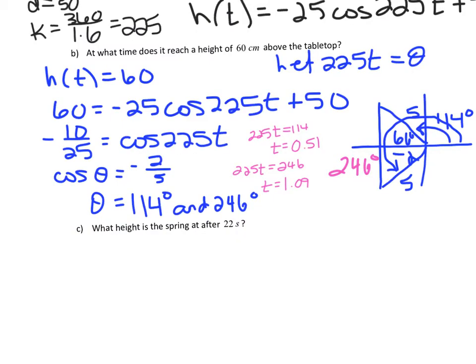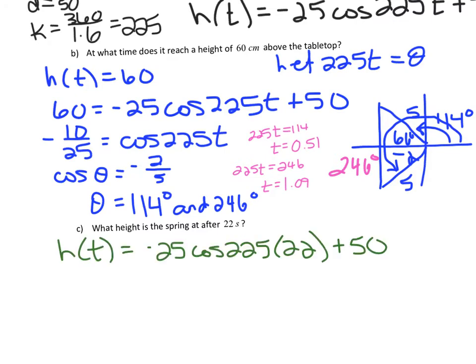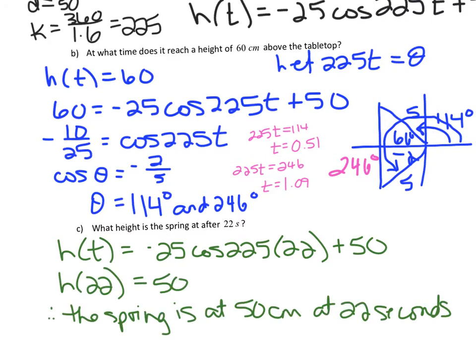What is the height of the spring after 22 seconds? So now we're just going to replace t with 22. And so once you replace t with 22, now just do some math and get your height at a time of 22. And again, assuming that we have no loss due to friction and our spring is perfect and it's operating in a vacuum, the spring is going to be at 50 centimeters at 22 seconds.